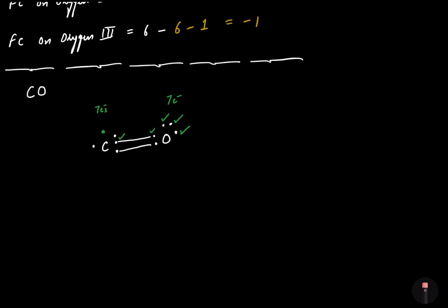Now what's going to happen? There will be the formation of 1 more bond between the carbon and the oxygen, and that will be between this electron and this electron. Now the octet is completed for carbon as well as oxygen. Let me recount it for you.